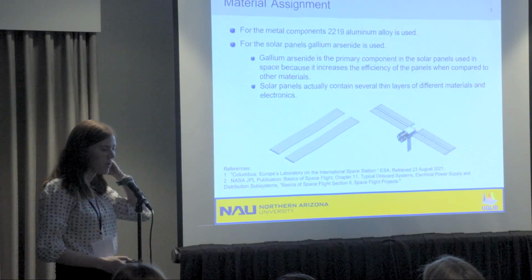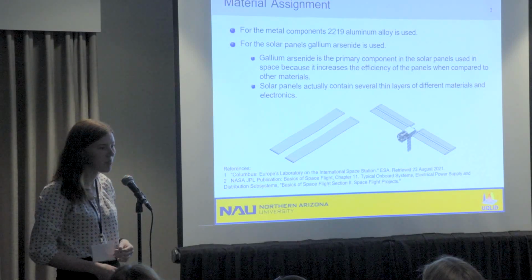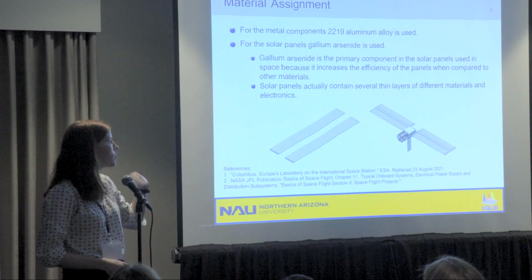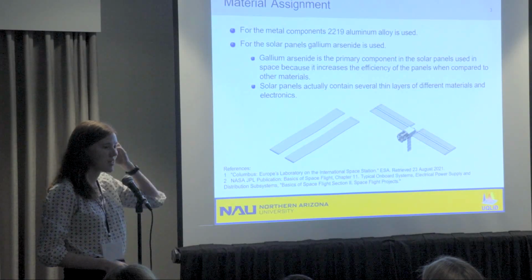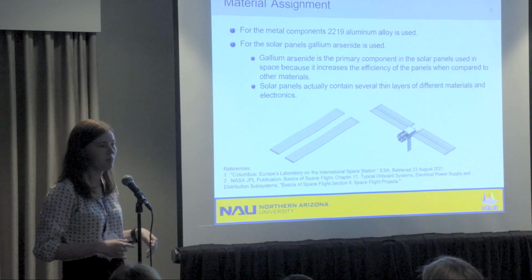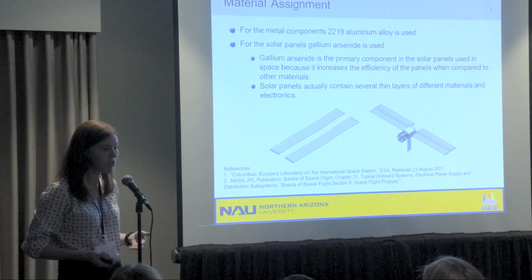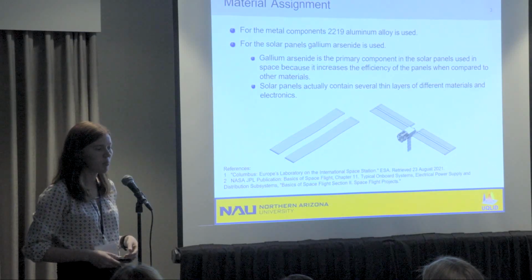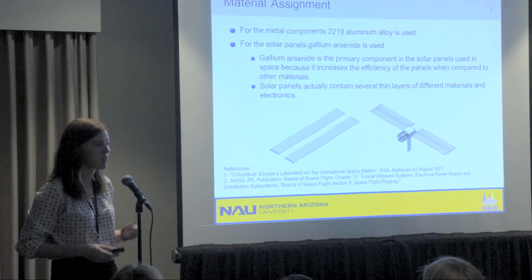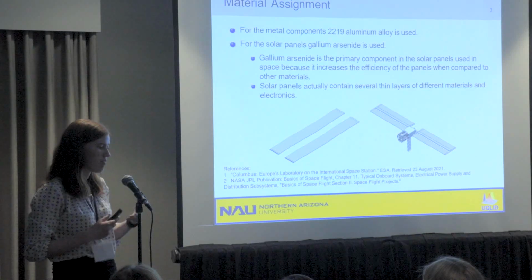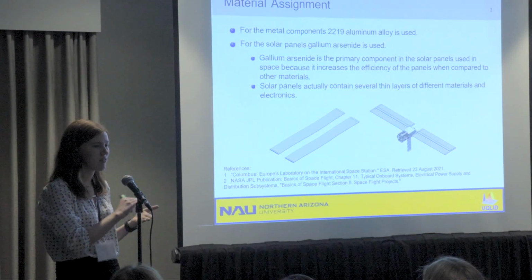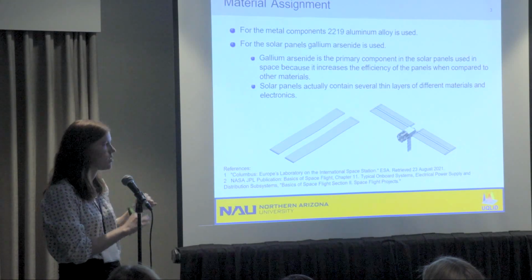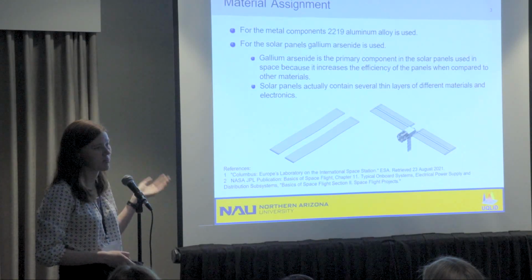So once I had the physical model completed, I had to move on to material assignments. Like I said, there's material uncertainty and everything. So for all the metal components, I used aluminum 2219 because this seems to be the most common metal used in space structures. And for the solar panels, I modeled them as gallium arsenide because that's the primary component in space solar panels because it's got a higher efficiency. In reality, solar panels are lots and lots of layers of different metals and electronics and everything, but I modeled it all as gallium arsenide for simplicity, basically.